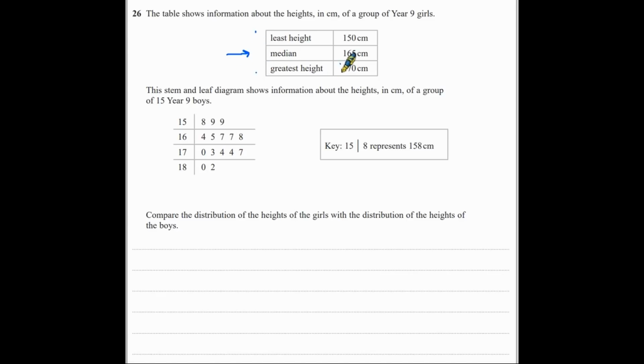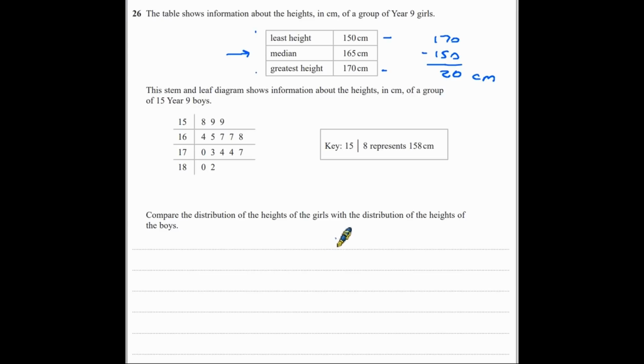So let's have a look at this. The least height for the girls is 150 and the greatest is 170. So 170 minus 150 means the range of heights for the girls is 20 centimetres. So this you can write down here. The range of height for the girls is 20 centimetres.